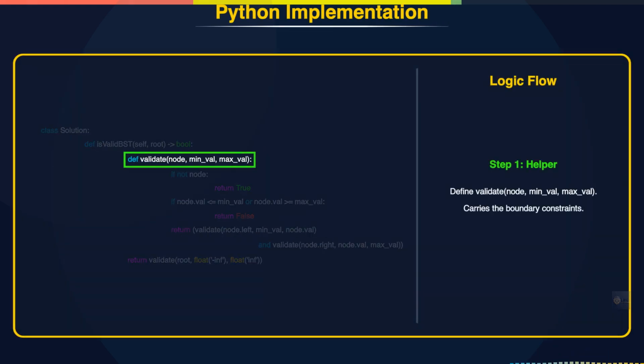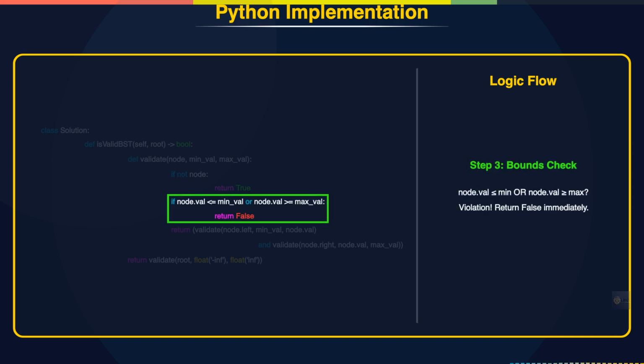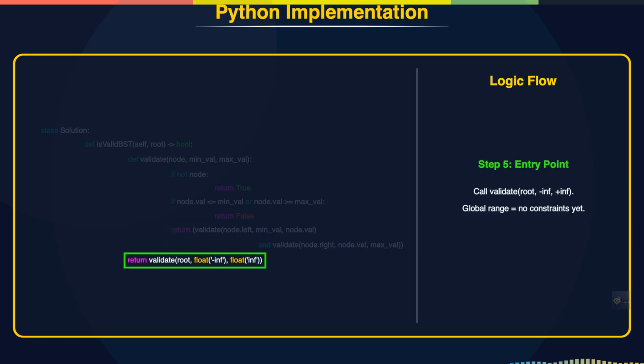We define a helper function called validate that takes a node, a min value, and a max value. First, if the node is none, we return true, because an empty tree is always valid. Then we check if node.val is less than or equal to min.val, or if node.val is greater than or equal to max.val, we return false immediately. Finally, we recursively validate the left subtree passing min.val and node.val as bounds. And we validate the right subtree passing node.val and max.val as bounds. We return true only if both subtrees pass. The main function calls validate with root, -infinity, and +infinity.